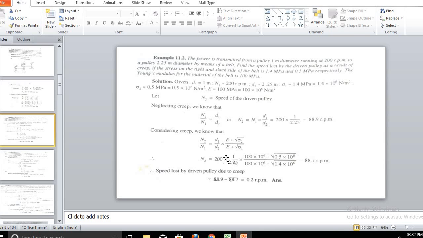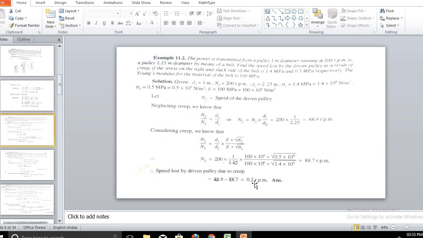And written here, D1 by D2. D1 is 1 meter, D2 is 2.25 meter, and N1 is given as 200 rpm. Put all these values and we will find the rpm. The difference between these two rpm is nothing but the effect of creep on the speed. So the speed lost by the driven pulley due to creep is 0.2 rpm.